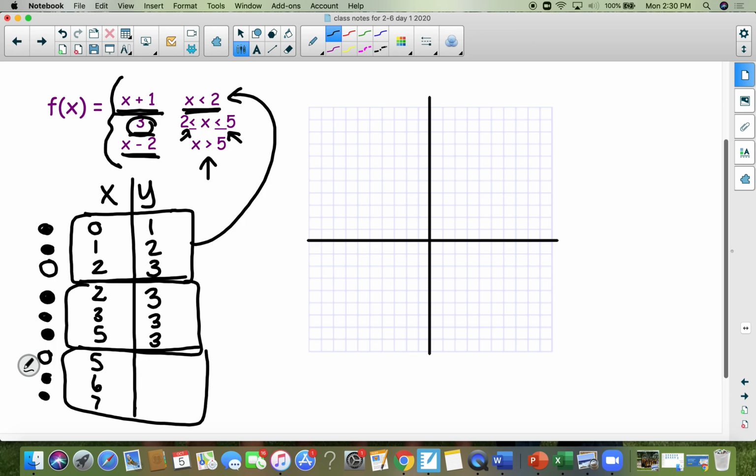And then the last one is the last one. 5 take away 2 is 3. 6 take away 2 is 4. And 7 take away 2 is 5. So I think you're getting the idea on how to fill the y values in. Okay, now let's graph these.